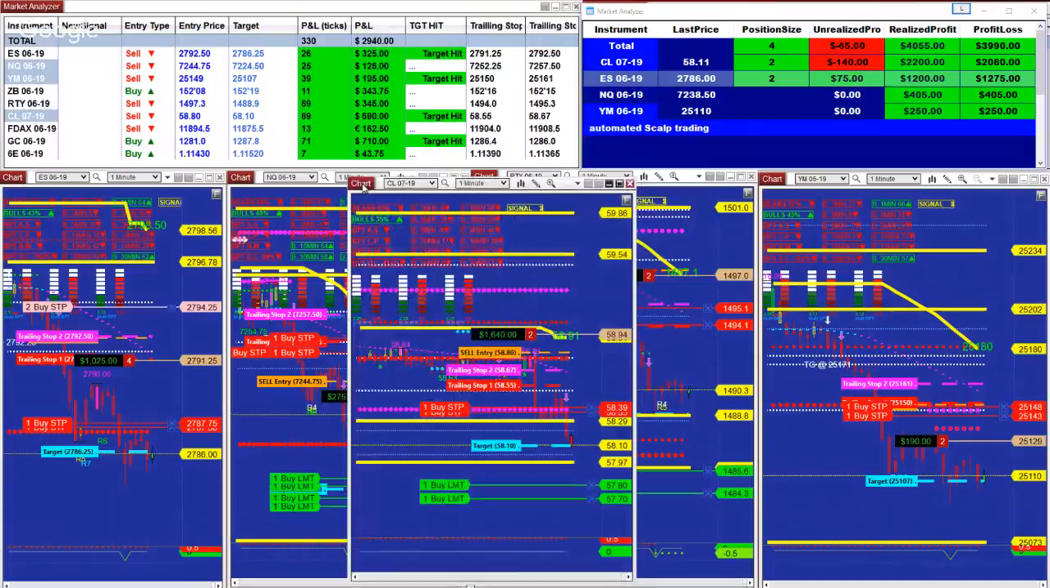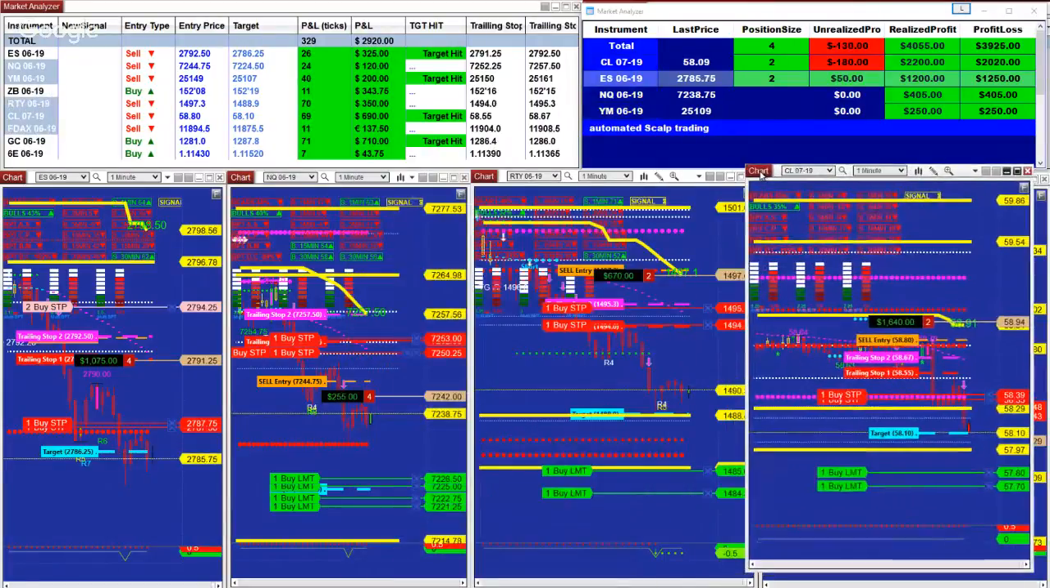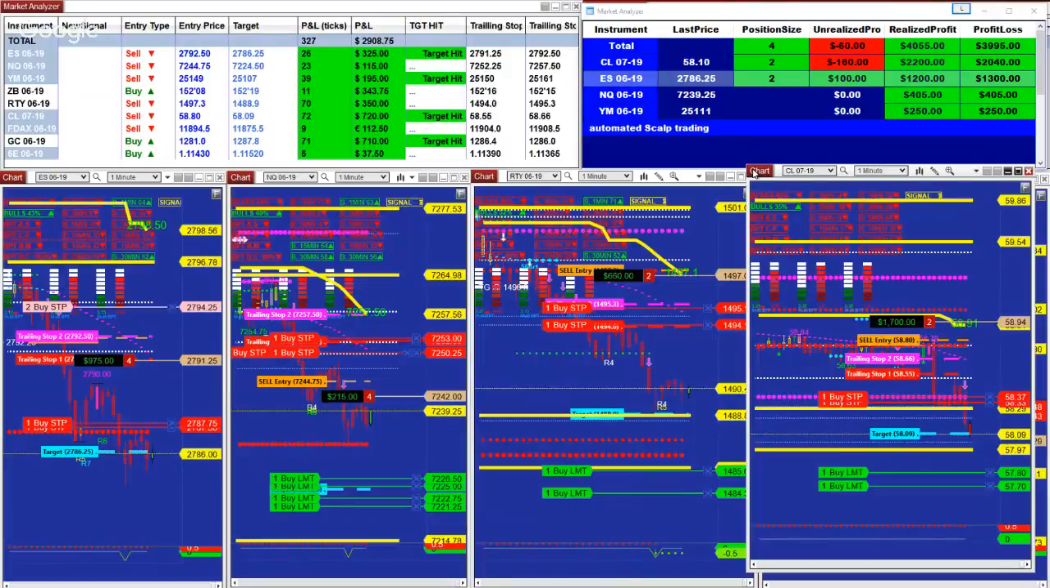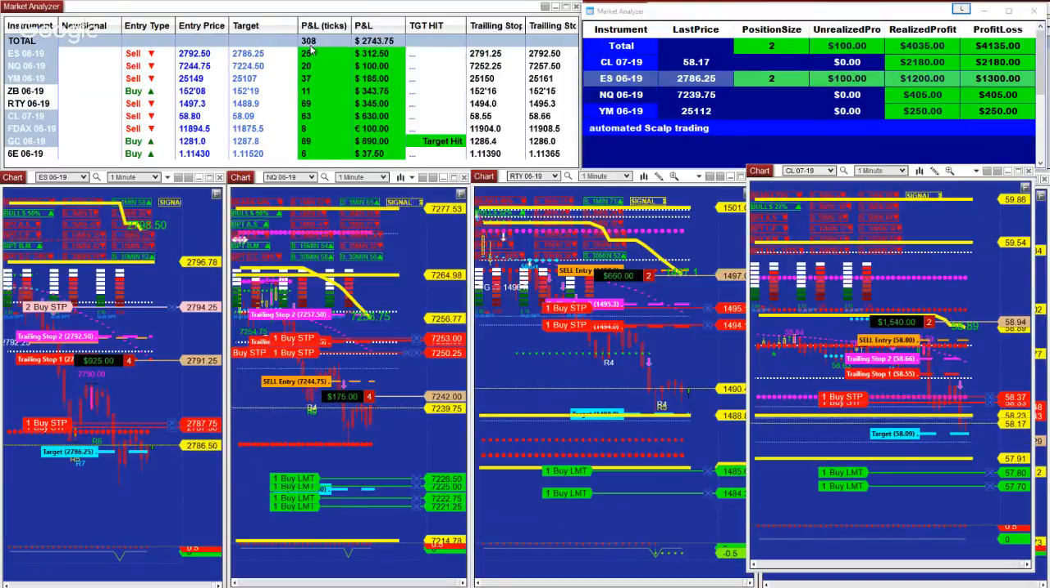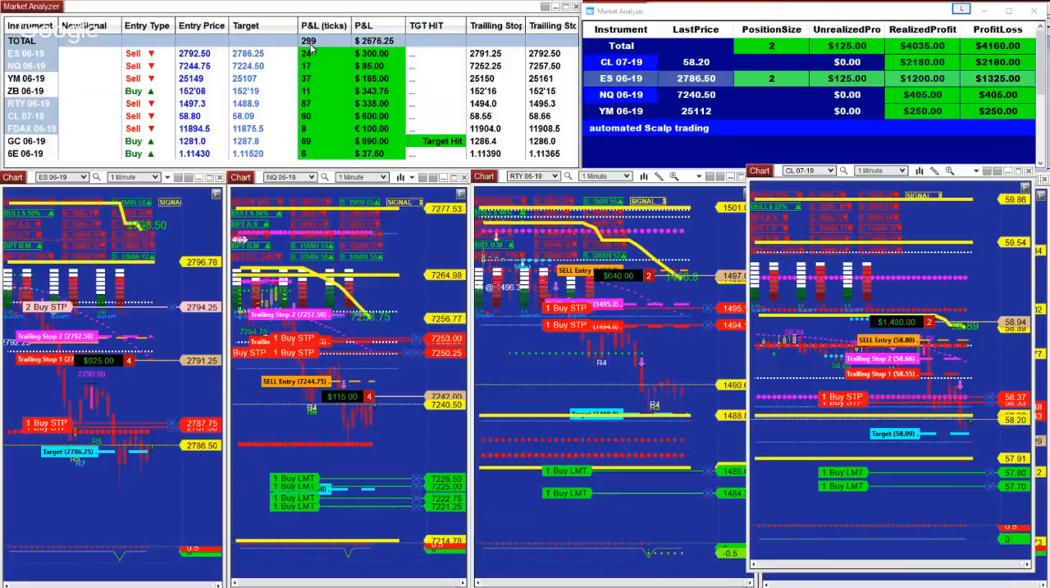All right, guys, we hit the target on YM, and we have hit the hustle. Right now, based on one contract, we have 300 ticks of profit. And mission complete.